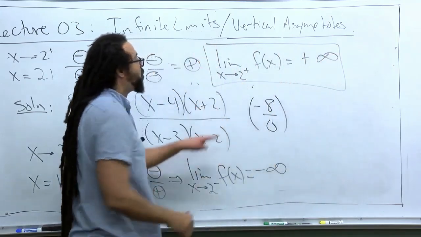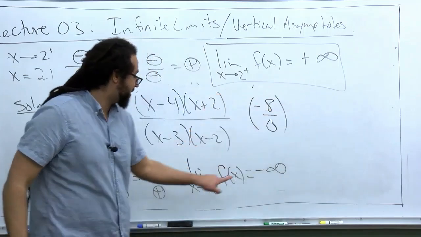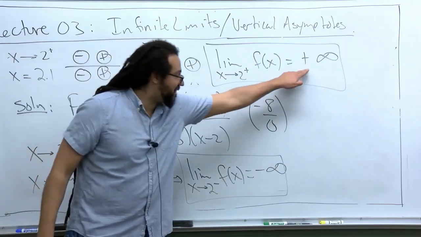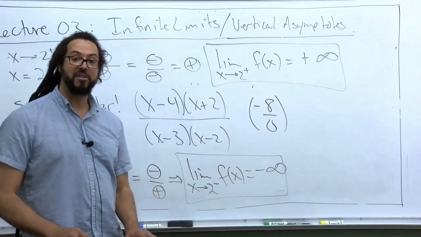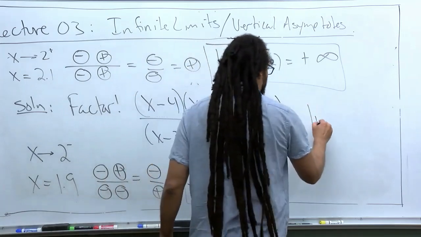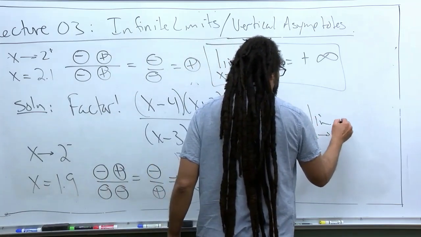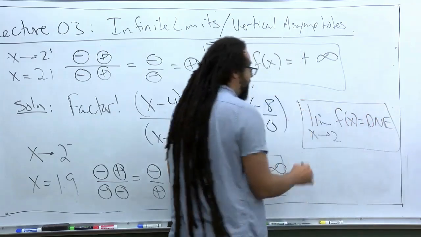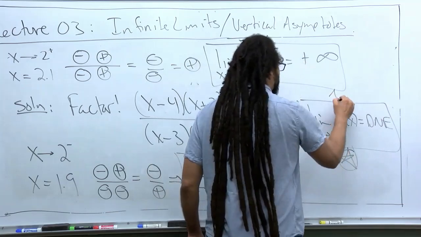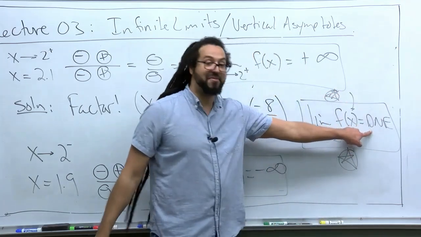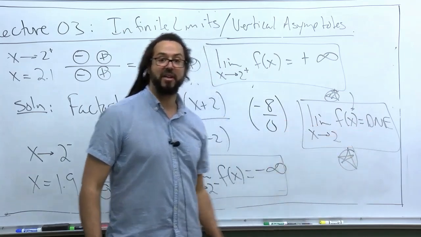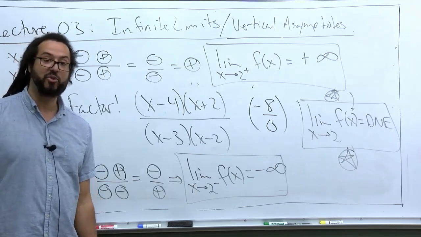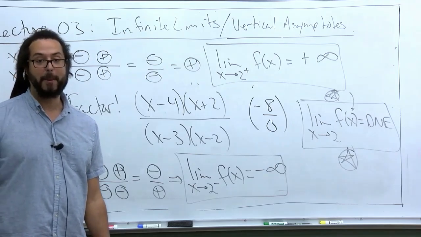So one of the one-sided limits is positive infinity. The other one-sided limit is negative infinity. Because these two things do not match, the two-sided limit does not exist. So the limit as x approaches 2 does not exist. This would be a good final answer for this particular exercise: the limit as x approaches 2 does not exist because the two one-sided limits are not equal.